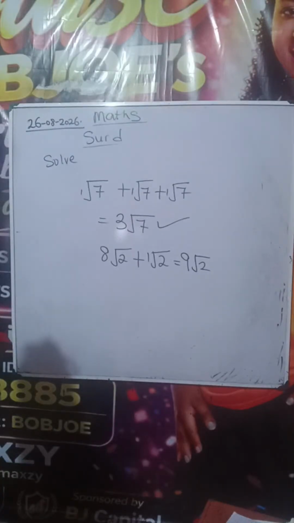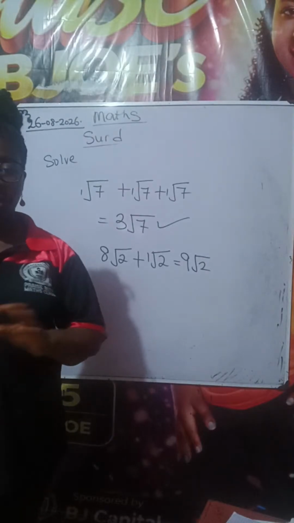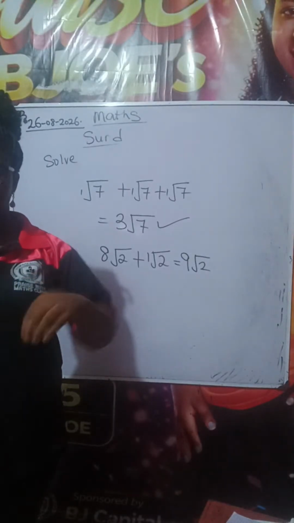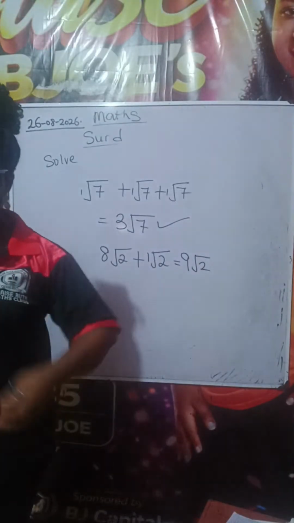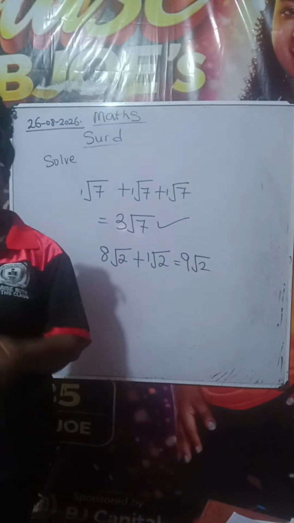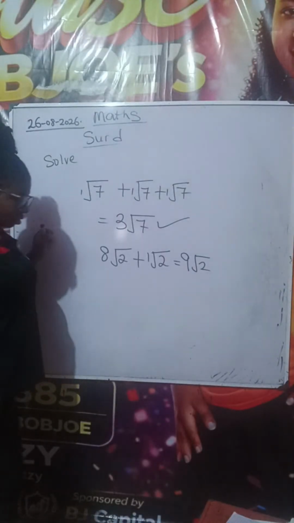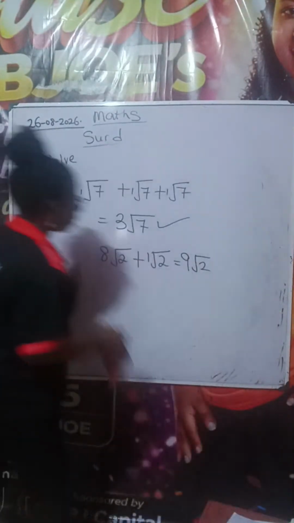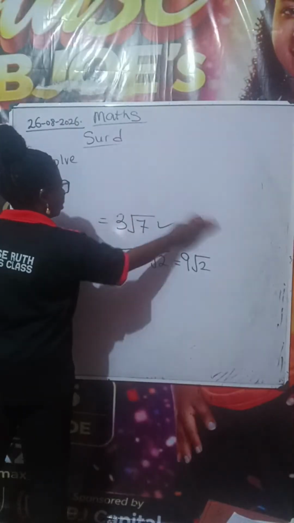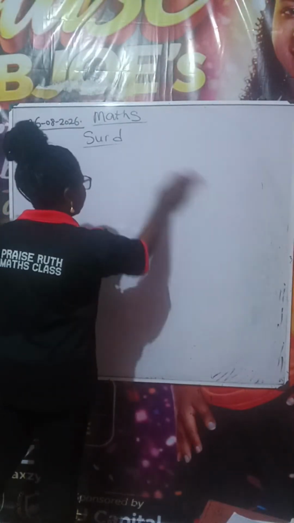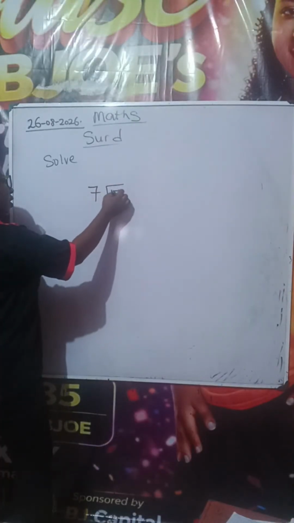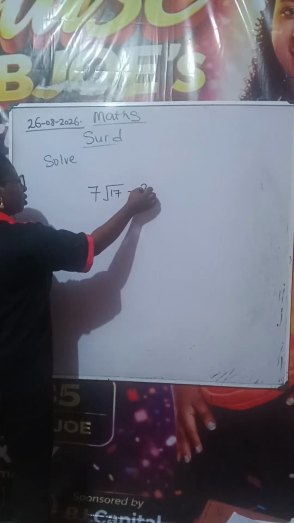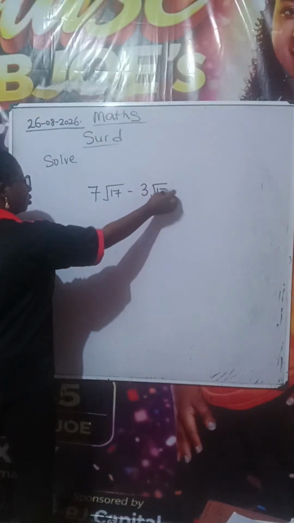Did you understand it? Please, if it's not clear, let me know so that I will explain it more. So are we following gradually? Okay, very good. Now same thing with a minus, like this. For example, look at this. I have 7 root 17, then minus 3 root 17.